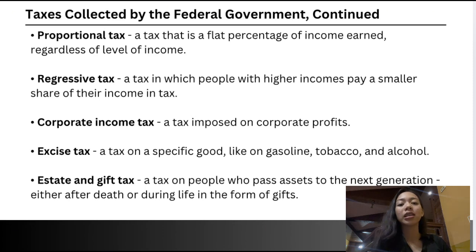And an excise tax is a tax on a specific good, like on gasoline, tobacco, and alcohol. Lastly, an estate and gift tax is a tax on people who pass assets to the next generation, either after death or during life, in the form of gifts.